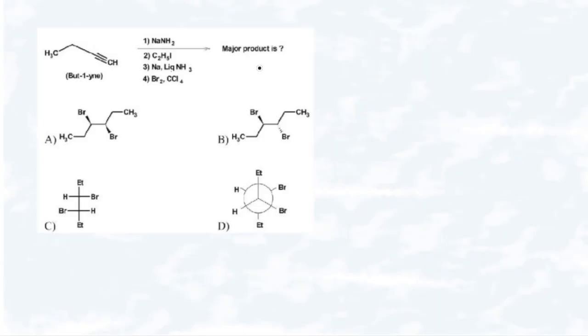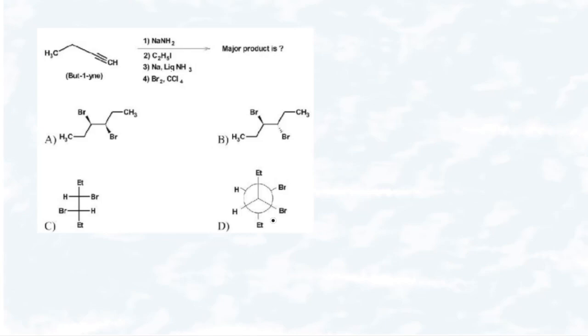In this video, I'm going to teach you how to find out what is the major product for the given series of reactions of 1-butyne molecule. Once you find out what is the major product, you have to identify the correct structure from the given options, because in options A and B, the three-dimensional structures of the products are given. In option C, there is a Fischer projection, and in option D, it's a Newman projection.